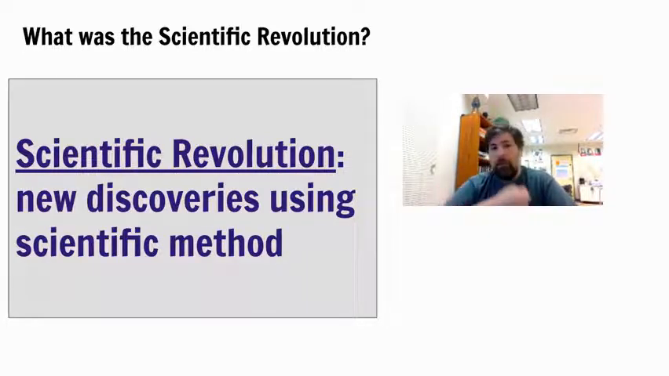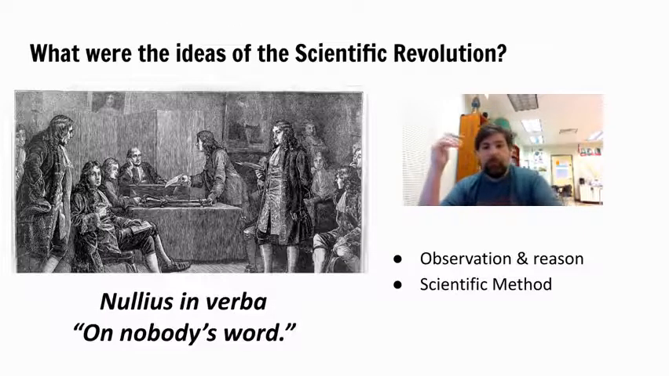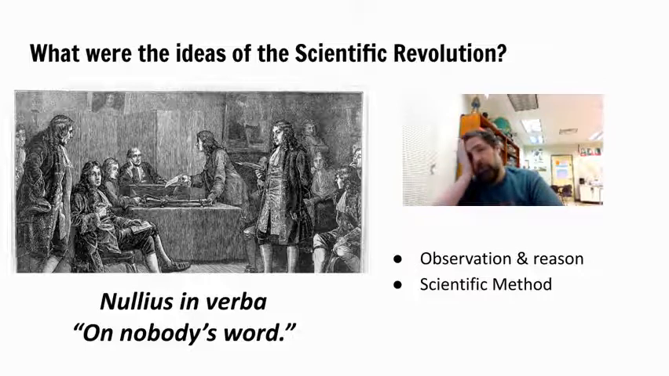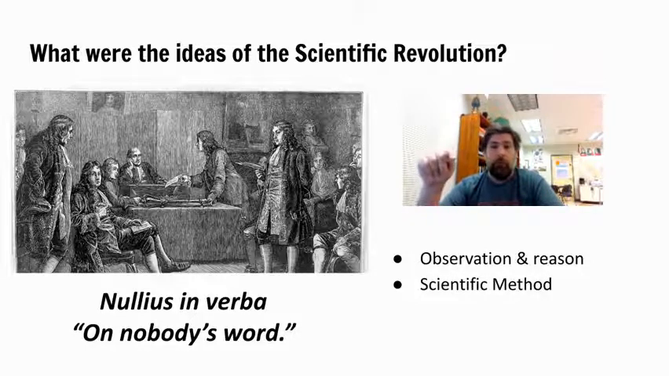So the scientific method, you come up with a hypothesis or a thing you think is true. And then you design an experiment to test that hypothesis, and you use your brain to figure out what the results of the experiment mean. So observation and reason, these are the key ideas of the scientific revolution. Observation means you're looking for yourself with your own eyes. And reason means you're using your brain to interpret what it is you're seeing.